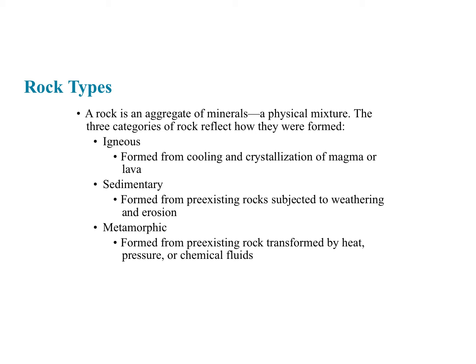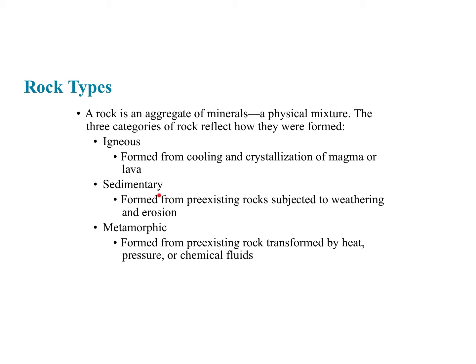And there are generally three categories of rock, and the three different categories are determined by how the rocks were formed. So the first kind of rock is what's called an igneous rock, and that's formed from cooling and crystallization of magma or lava. So we talked in the previous lecture about how crystals can form out of magma when it cools, and those crystals are what we call igneous rocks.